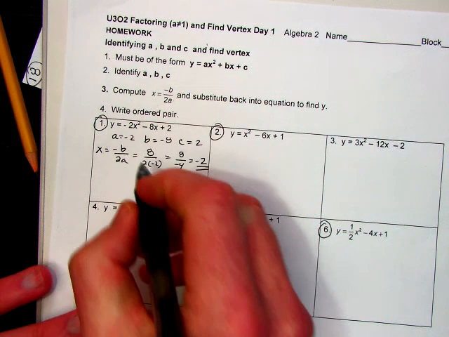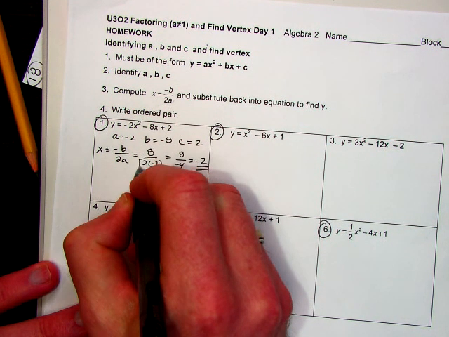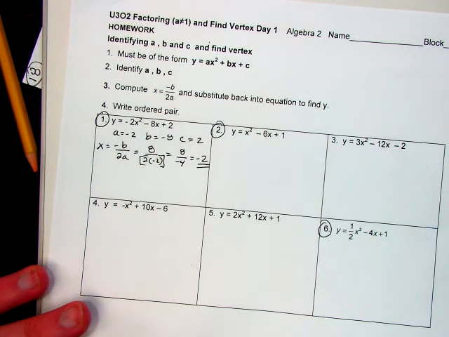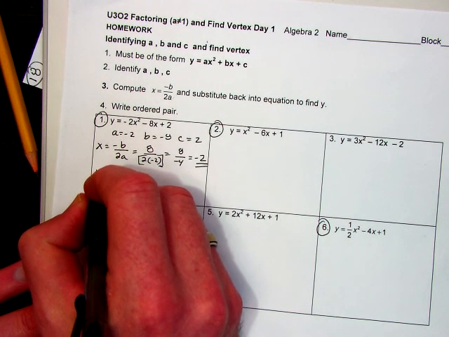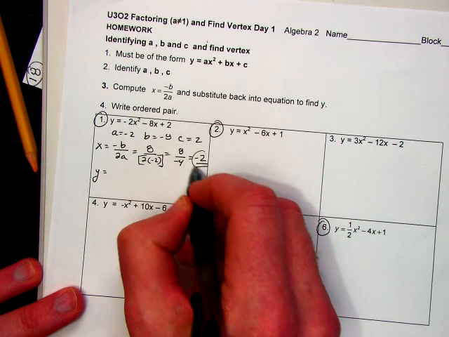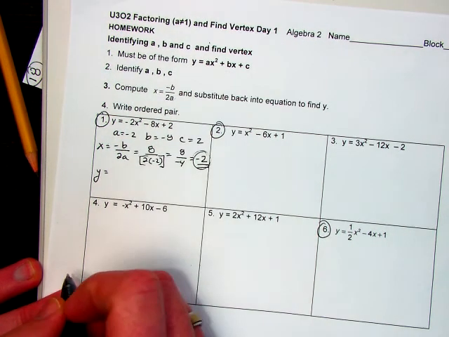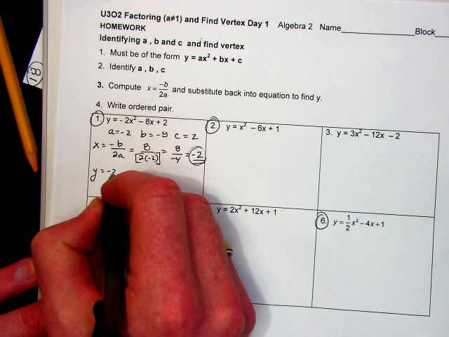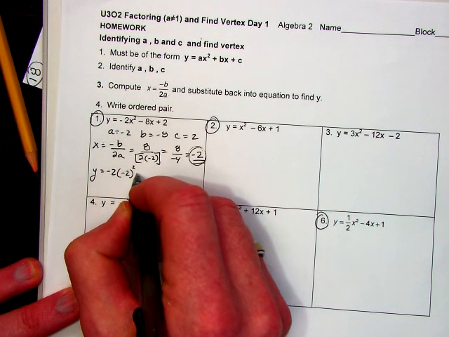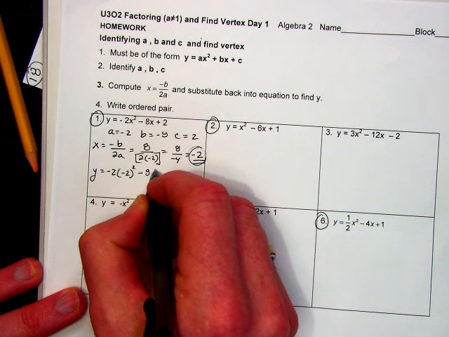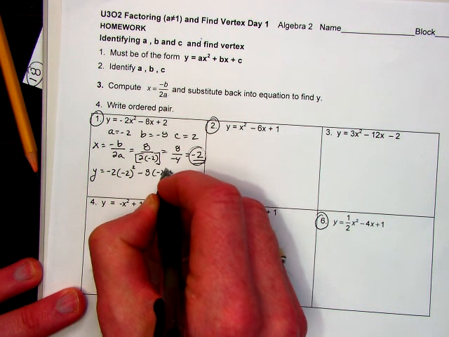Now, just a reminder, if you type this in the calculator, you're going to have to make sure that whole thing is in a parenthesis. Okay? All right, so to find our y value, we're now going to substitute this x value back into our original equation, which is -2 times -2 squared. And then it's -8 times -2 plus 2.